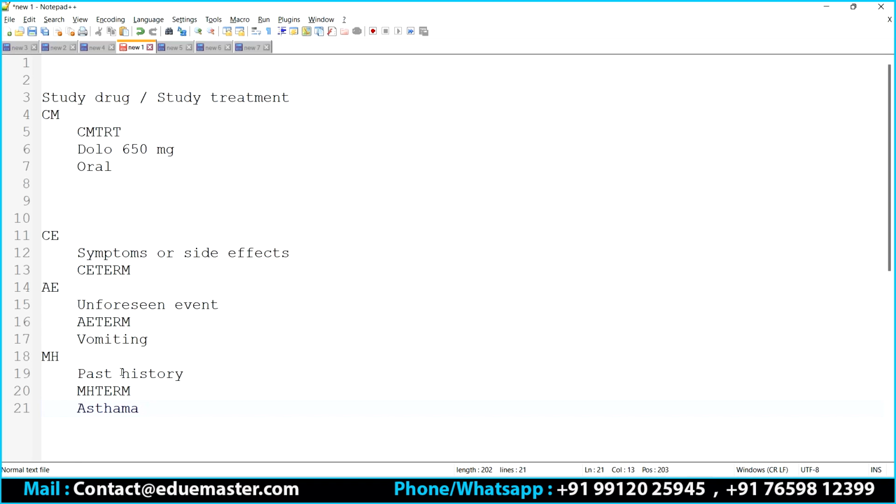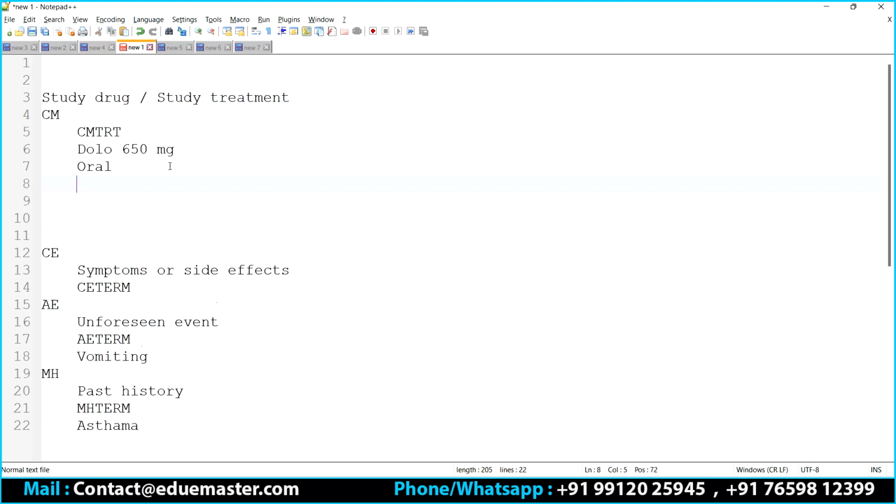For asthma, what is asthma? It is the medical history. This patient is having asthma. So before coming to the clinical trials, he is having some medicine. In the clinical trials, he is taking that. Even after the clinical trials, the subject is going to take this particular medicine. So what is that medicine we will talk about here?